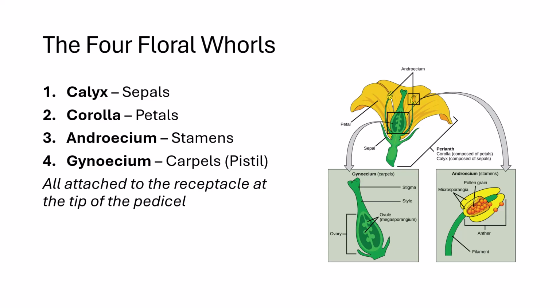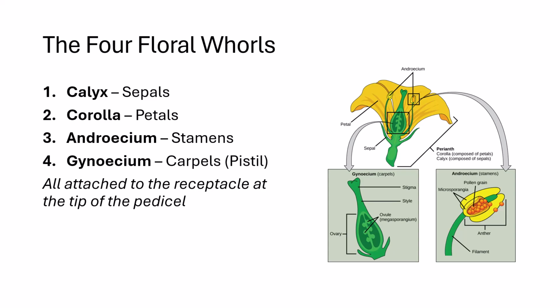Most flowers are built from four basic whorls, layers of modified leaves arranged concentrically. Starting from the outside, the calyx, made of sepals, protects the developing bud. The corolla, made of petals, usually attracts pollinators. Together, the calyx and corolla form what we call the perianth. Next is the androecium, the male reproductive layer made of stamens. Each stamen consists of a filament and an anther that produces pollen.